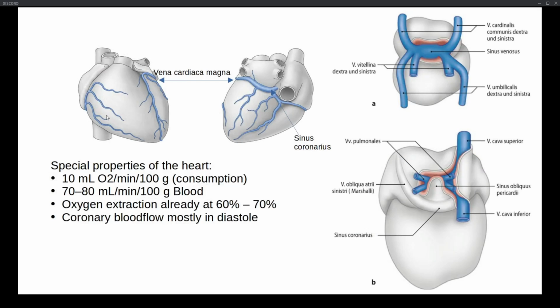This is just, regarding the veins of the heart, much less important, and just here as an overview, you have these veins, the Vena cardiaca magna on the one side, going into the Sinus coronarius, which will lead into the right atrium, and will just join the other blood of the body.